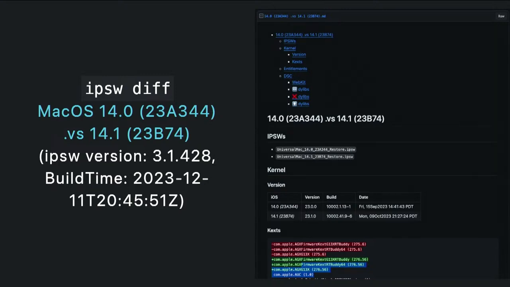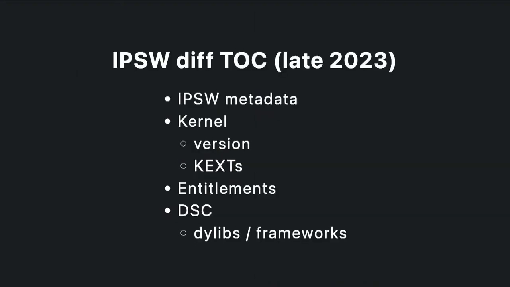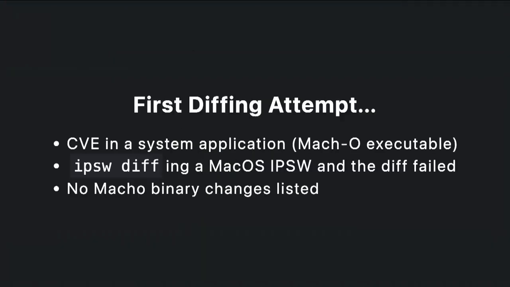This was a snapshot from December 2023 when I first tried this. This is the high-level view. It gives you the kernel cache information, entitlements, and the dyld shared cache. It was actually missing something that I needed. I needed to see the difference in the macOS binaries, and that was something I needed for diffing. And so my first attempt actually failed.